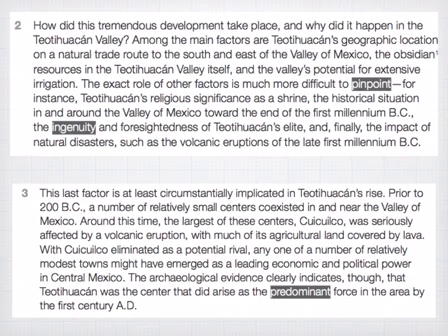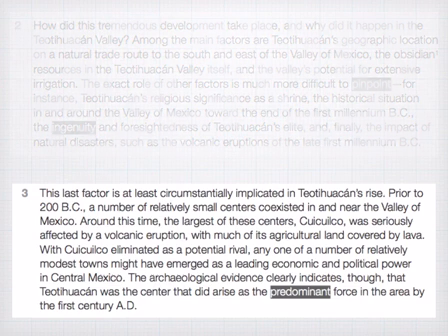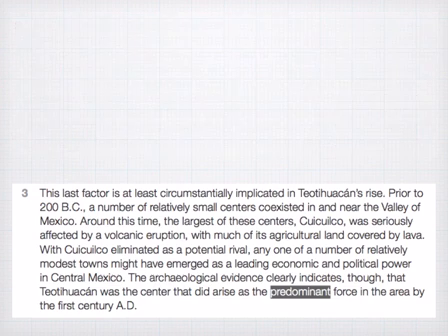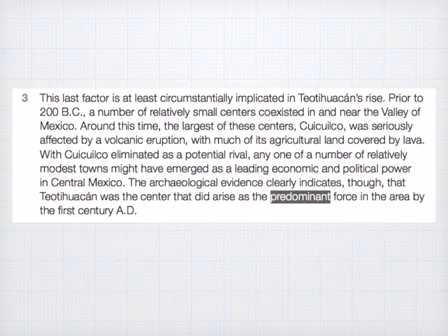If we look at the start of paragraph 3, it begins by referencing the volcanic eruptions. The last factor is at least circumstantially implicated in Teotihuacan's rise. So what the TOEFL has actually done here is prepared us with paragraph 2, but the information is actually in paragraph 3. So we need to focus on paragraph 3. So the last factor being the volcanic eruptions. This is actually going to go into more detail.